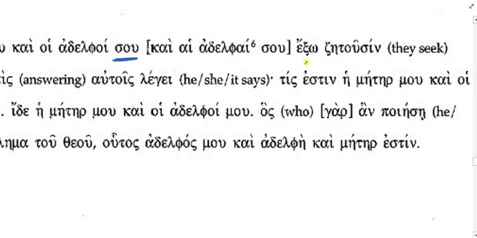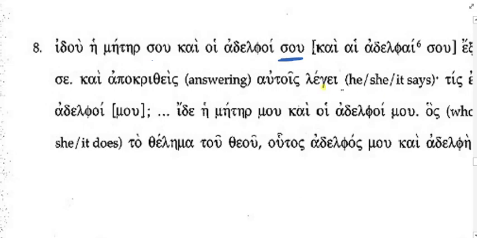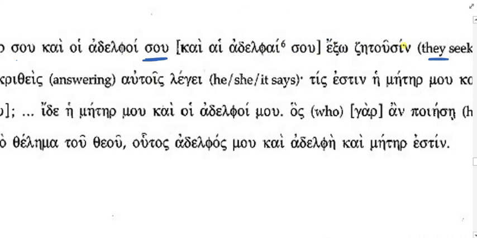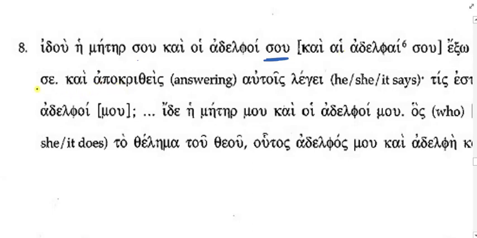Exo, outside, zetousin, and we have "they seek." So do I use the word "they" here? No, because I have nominative plural nouns that could be the subject, right? Behold, your mother, nominative, brothers, nominative, and sisters, nominative. So they are the subject here. Seek. Okay. Where are they seeking? They're seeking outside. And then I have se at the end. So what case is se? This is accusative. So they seek you. All right, so these are people talking to Jesus, saying your kinfolk are seeking you outside.